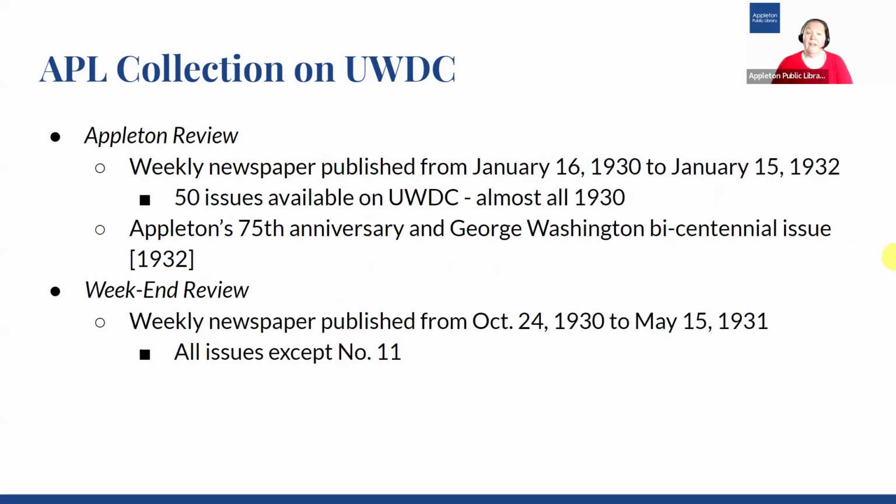Also on the site, you're going to find 2 different newspapers. The Appleton Review, which was a weekly newspaper published from January 1930 to 1932. We have 50 issues on there, almost all from 1930, as well as a special 75th anniversary and George Washington bicentennial issue from 1932 available to search on there. There's also the Weekend Review, which was a weekly newspaper published from October 1930 to May 1931, and we have every single issue of that except for issue number 11, unfortunately.